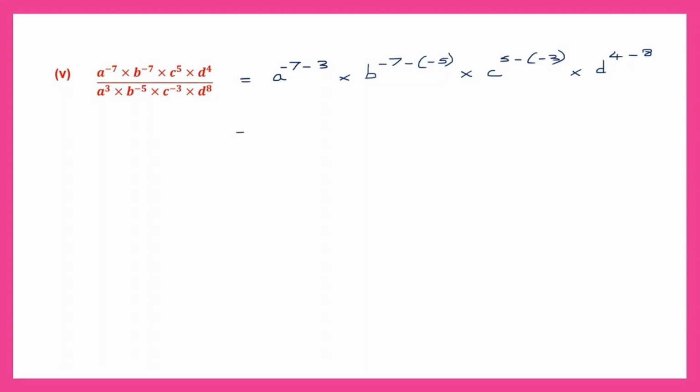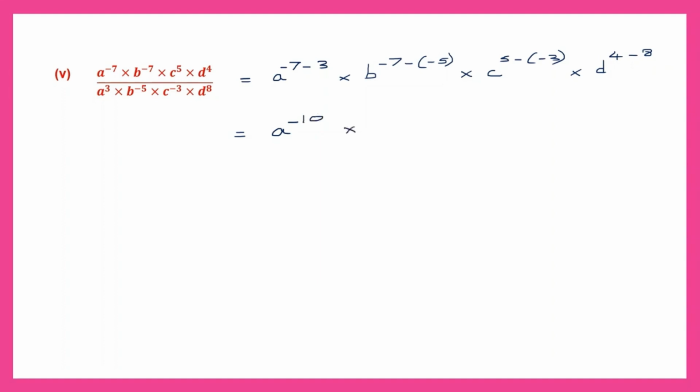Okay, now let's simplify this. So A, now the powers are minus 7 minus 3. When signs are the same, put the same sign and add. So let's put the same sign, that will be minus, and add. 7 plus 3 is 10. So A to the power of minus 10.